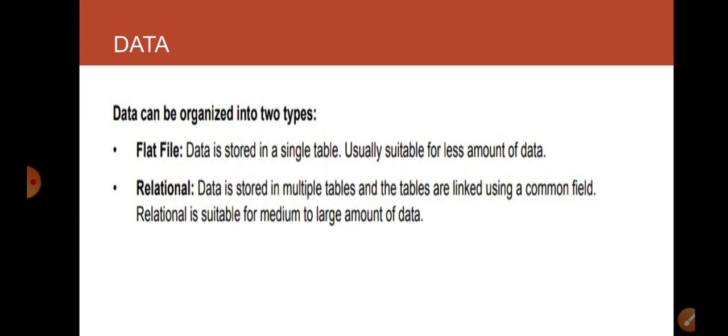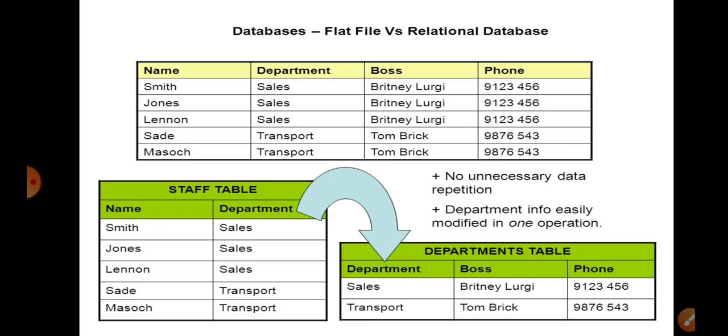So data can be organized into two types, flat file and relational. On the topmost table you can see the flat file example. All data is carried in a single table, and in the relational database you can see data contained in one or more tables.